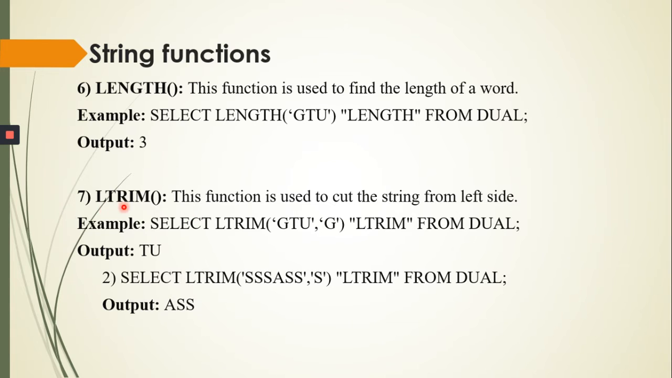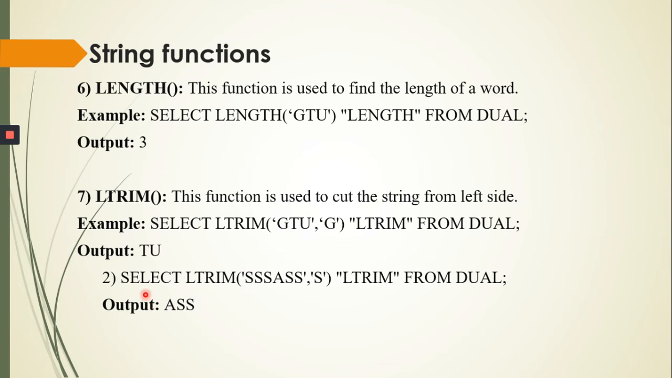Next is LTRIM function. This function is used to cut the string from the left side. Select LTRIM. We have to provide the string, so we are writing GTU over here, and then we have to write the character. So we are writing G. It will cut the G from the left side, from dual. Our output will be TU, as G is cut from the left side.